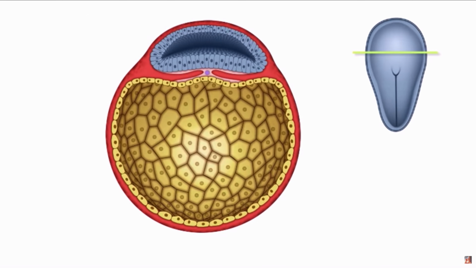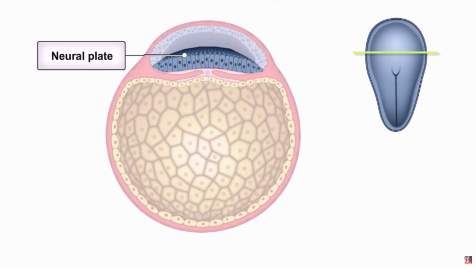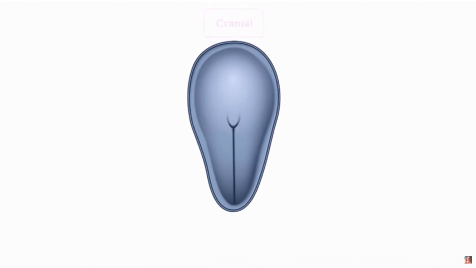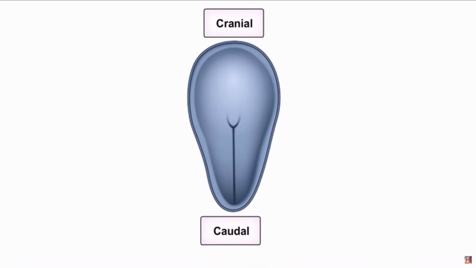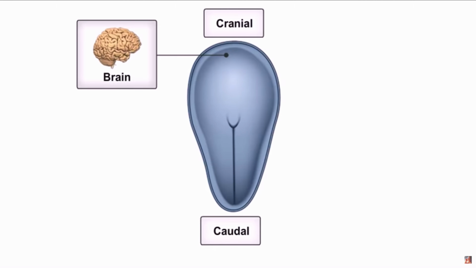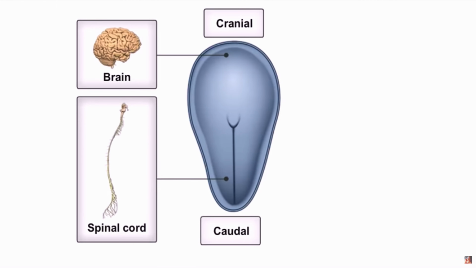The first event of neurulation is the formation of a thickened area of cells, called the neural plate. The neural plate forms at the cranial end of the embryo and grows in a cranial to caudal direction. The cranial or head end of the neural plate indicates the region of the future brain, and the narrower caudal or tail end represents the future region of the spinal cord.